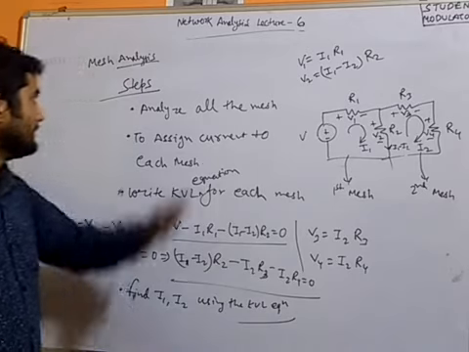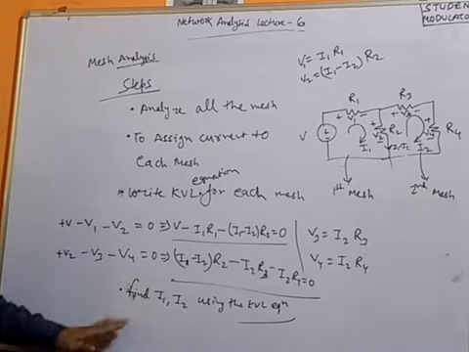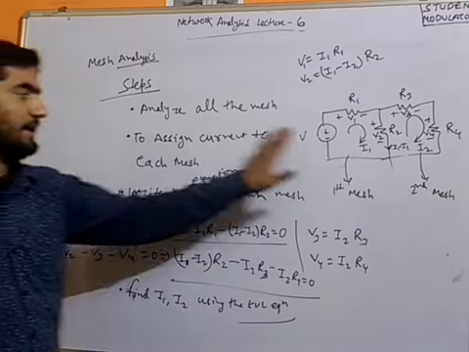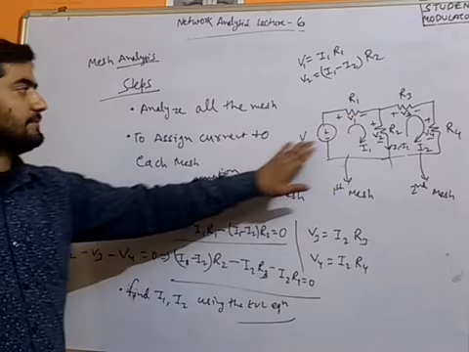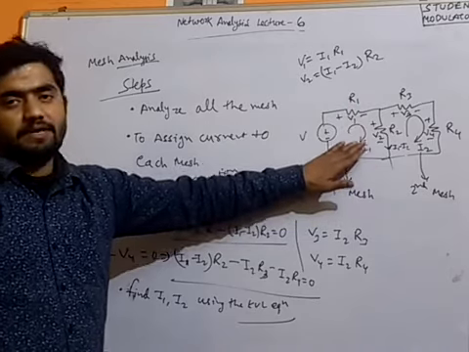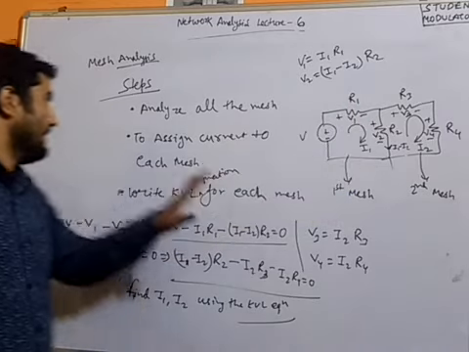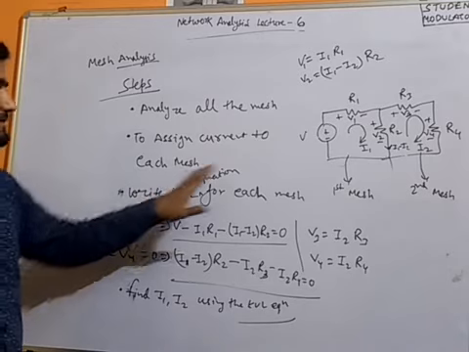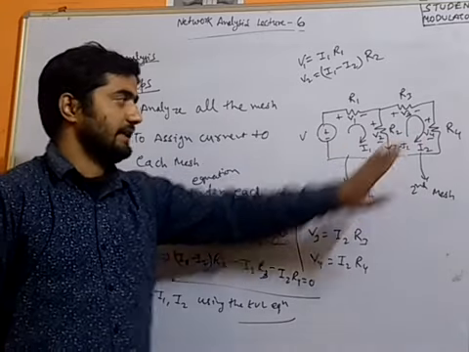Okay, so these are the steps involved in mesh analysis. First we have to identify all the meshes. Here we have two meshes, meaning loops inside which there is no inner loop. Next we have to assign a current to each mesh, so we have assigned I1 here and I2 here.